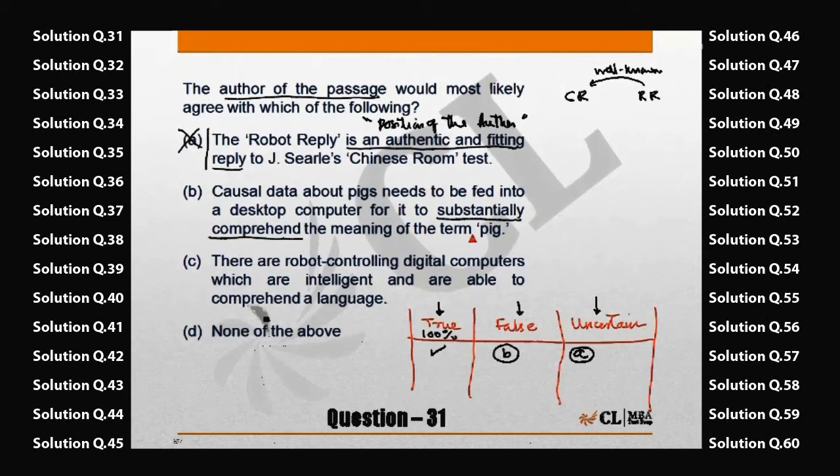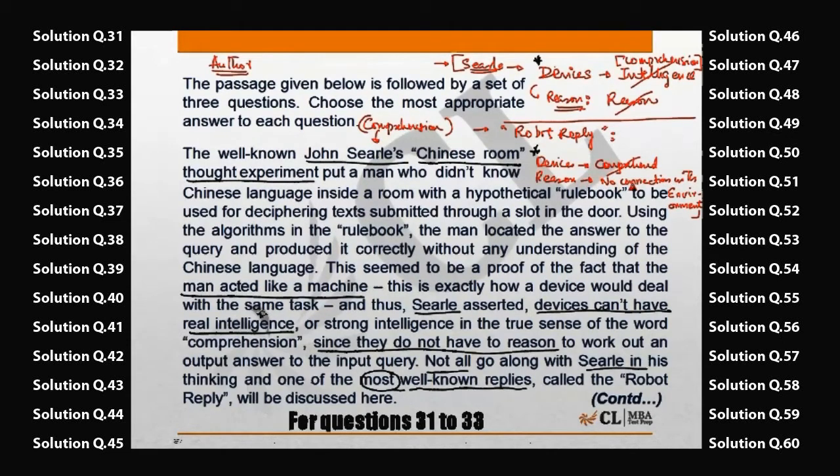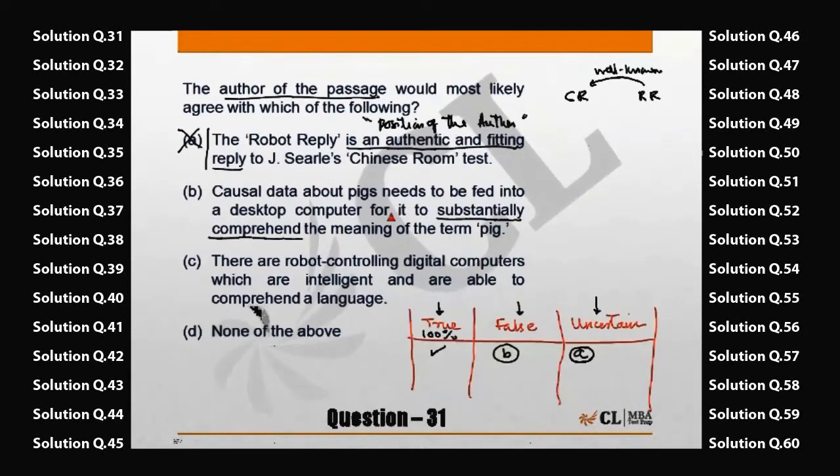Because what the passage is clearly telling us is that since there is no connection with the environment, the device is not going to comprehend. Therefore, to say that the computer will substantially comprehend the meaning of the term pig would be definitely false. It can't be B. C. There are robot-controlling digital computers which are intelligent and able to comprehend language. Whether there are certain robots which are able to comprehend language is not mentioned in the passage at all, and this is out of the scope of the passage. So option C is uncertain. We do not know for sure whether the author will agree or not. So what we are left with is only option D, which is none of the above.